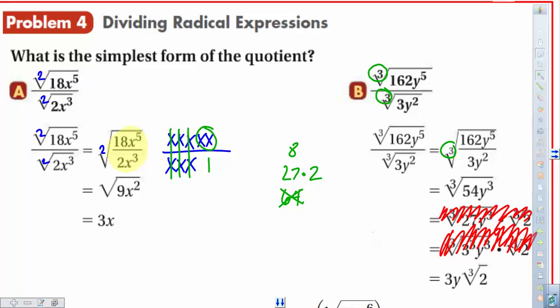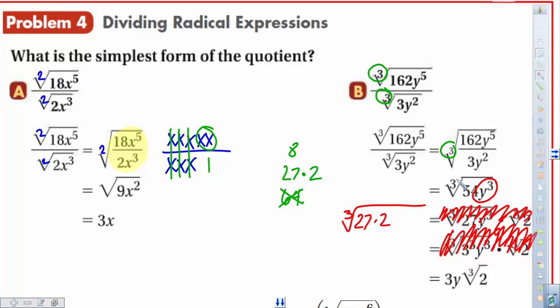So what I can do with that cube root of 54y to the third is I could write that now as the cube root of 27 times 2, and try not to get tripped up here with this fact this is y to the third. We love the fact this one's y to the third. Why?